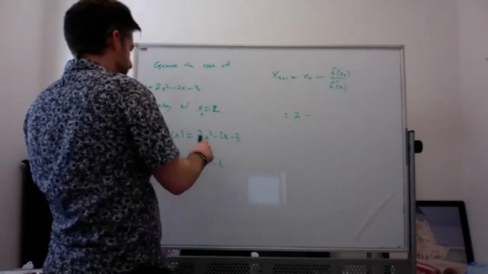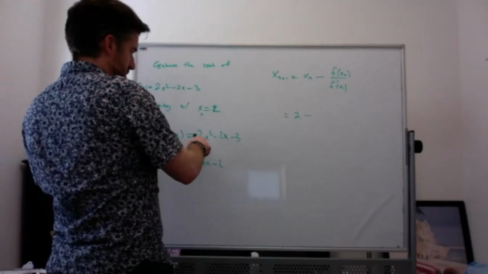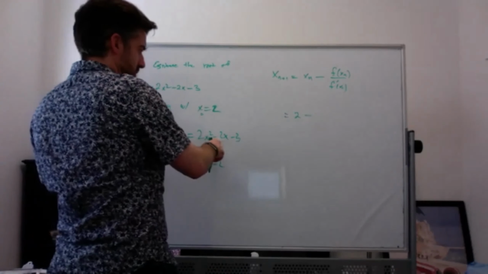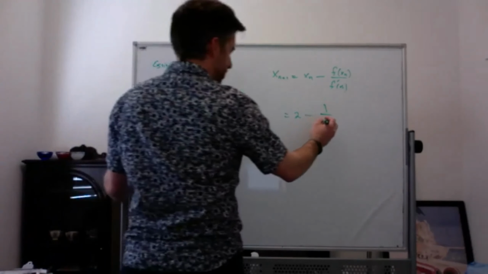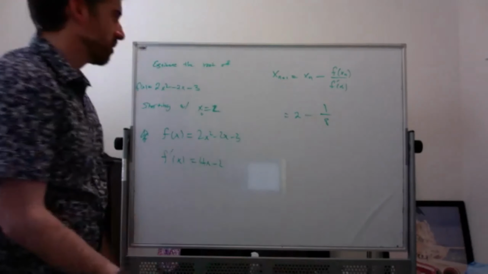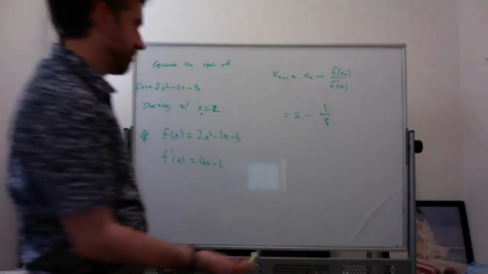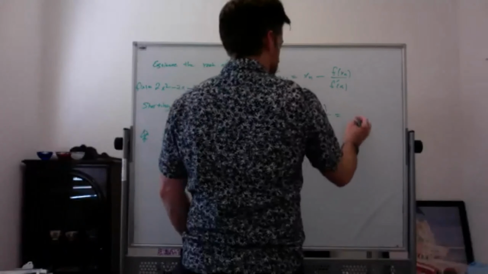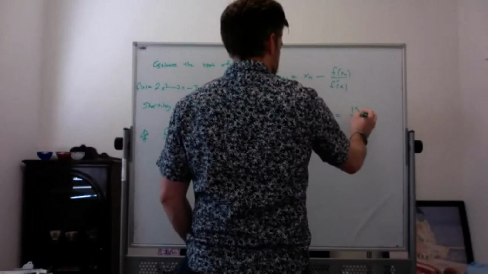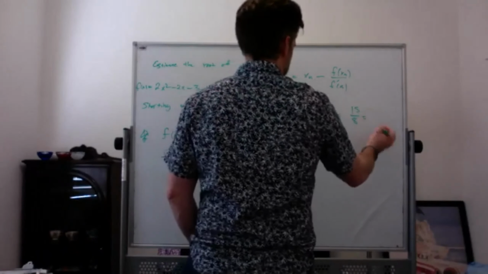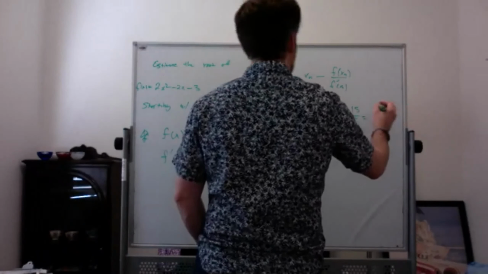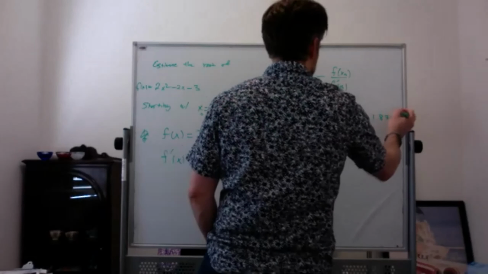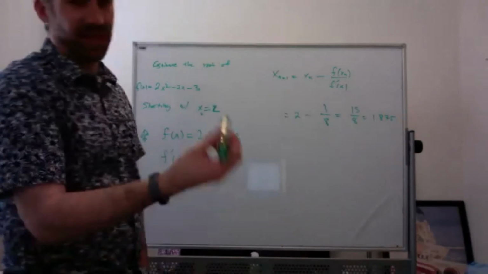So plugging in 2, I get f of 2, which is 2 times 4, 8 minus 4, which is 4 minus 2, which is 1 over, oh no, I'm just doing bad math in my head. So here's the first step, and I get 2 minus 1/8, which is either 15/8 if you prefer, or 1.875. And then we would plug that into the next one.